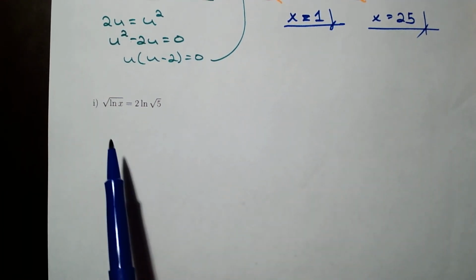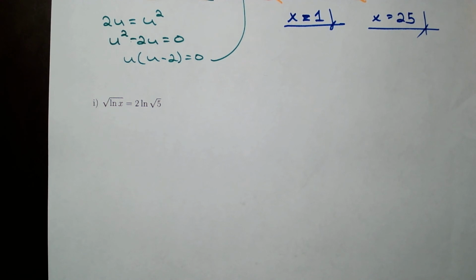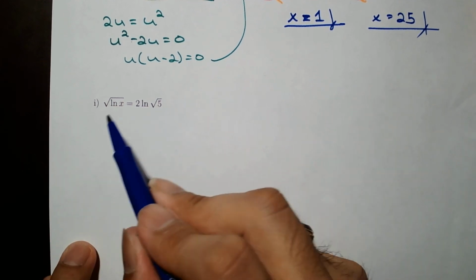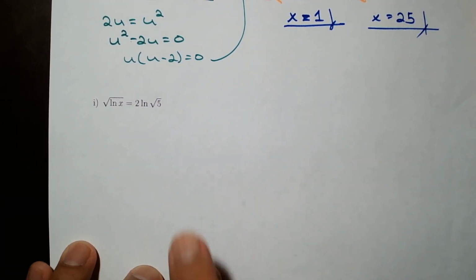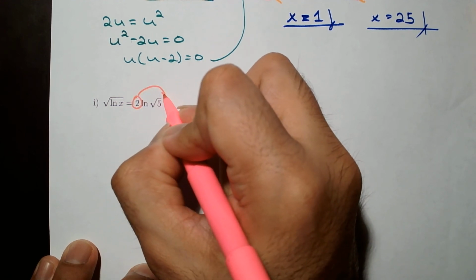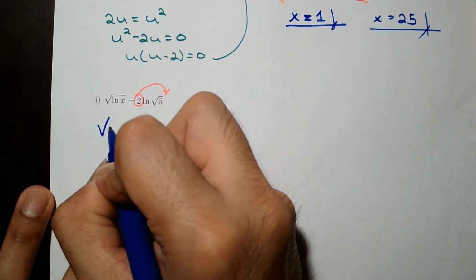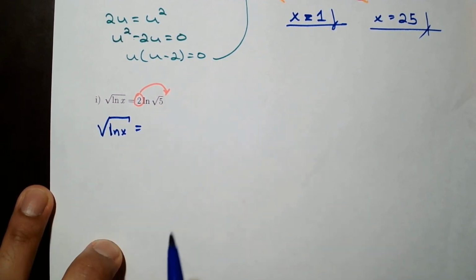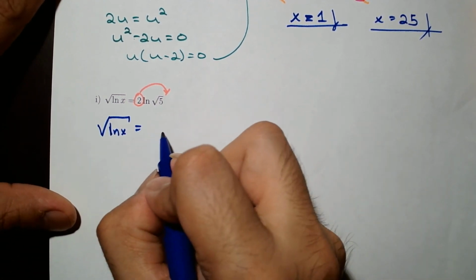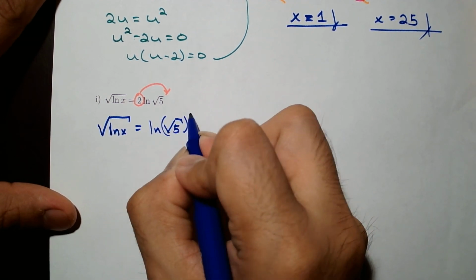In the last example, square root of ln x equals ln of square root of 5. Interesting equation here because we have radicals. I'm going to simplify the right-hand side of the equation by using the basketball rule. So using the basketball rule, I'm going to get square root of ln x equals ln of the square root of 5 quantity squared.